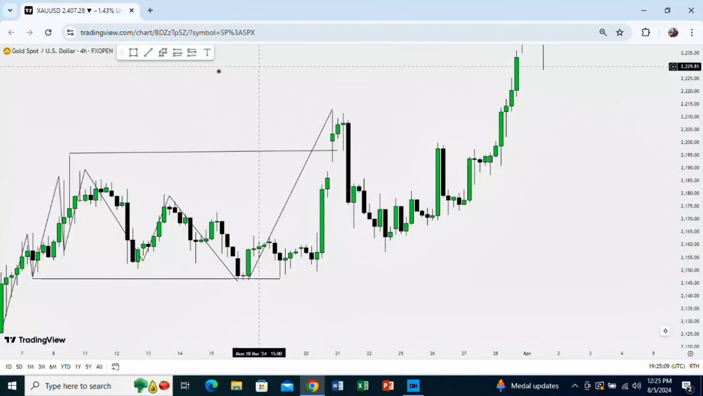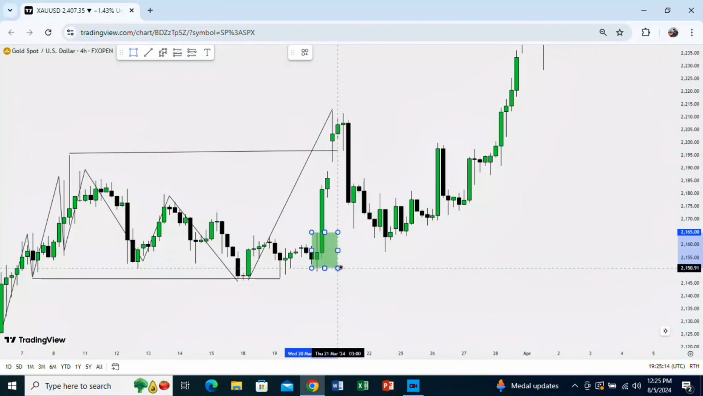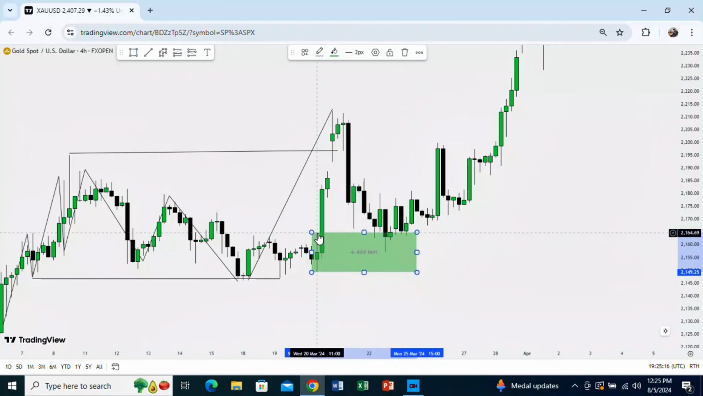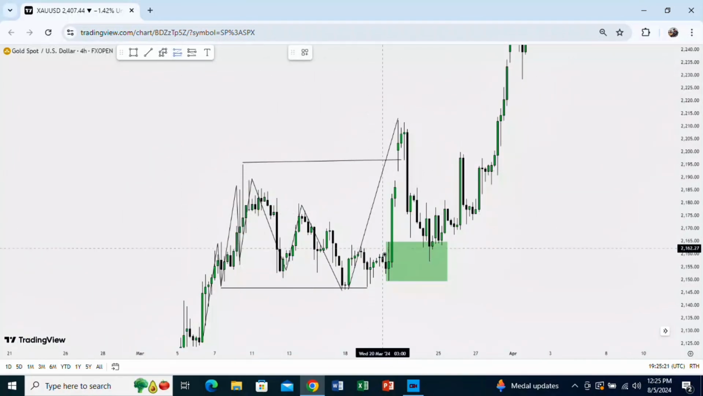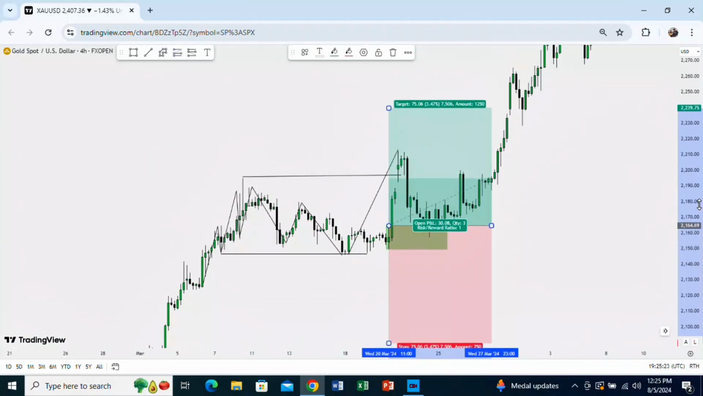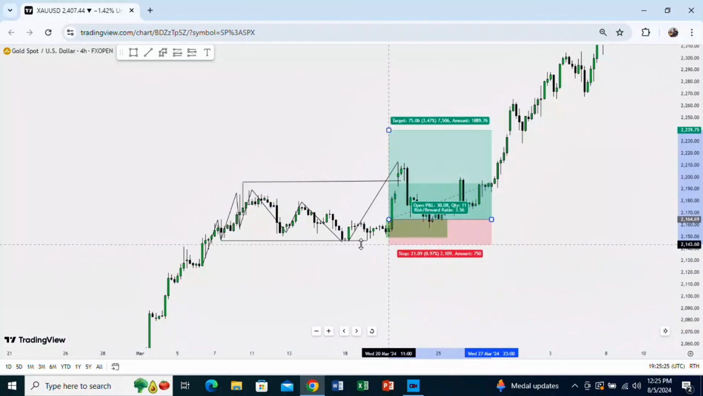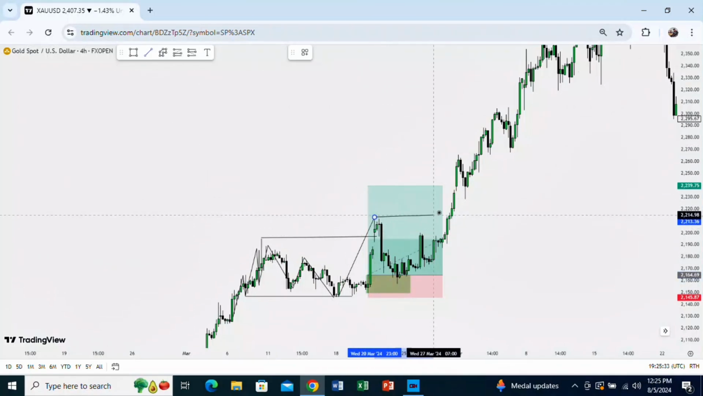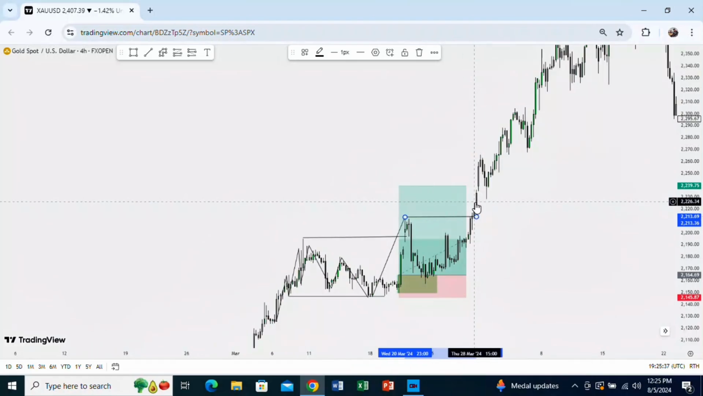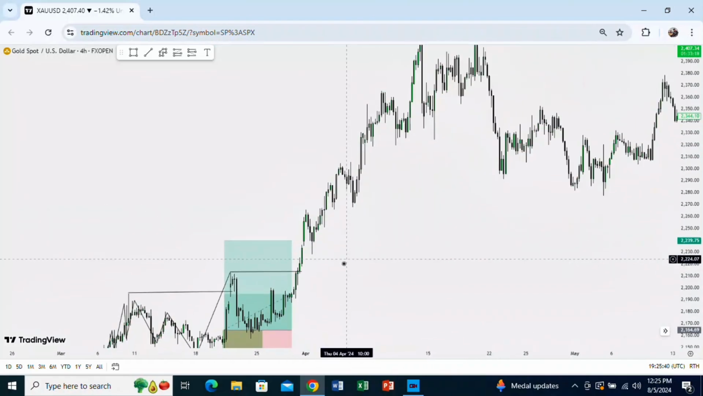Okay, we'll remove it. Now this big candle will work as an order block. Once the price reaches the top of this candle, this is where you will get your entry. Your stop loss will be below the recent swing low, and you will target these highs, the highs from when the breakout structure happened. Then you can take your profits here, either completely or partially.